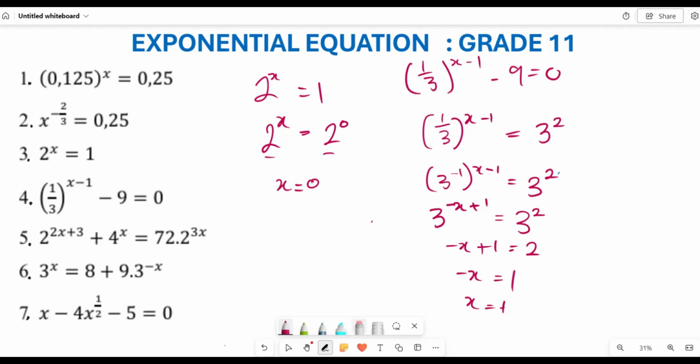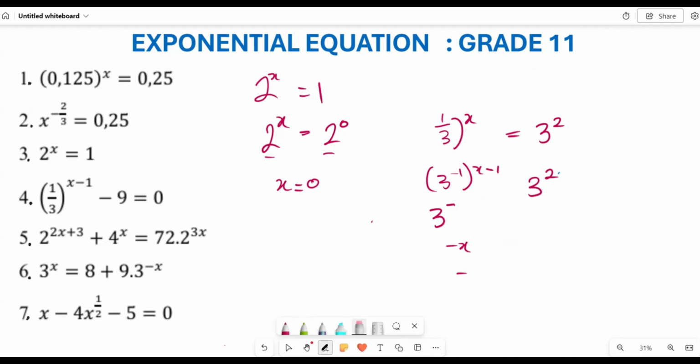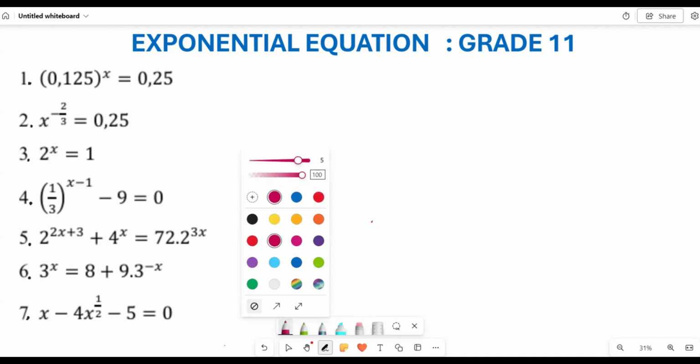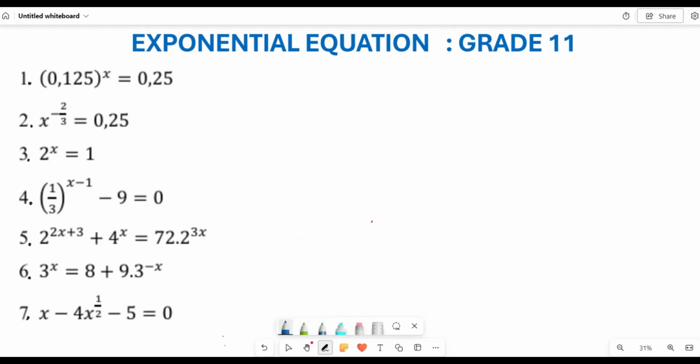So let's continue and see what else we are having. Let's look at number 5. Let's make up our space here so that we can look at number 5 and see how we go about solving it. Now in number 5, from here, for an example, this is the same as 2.